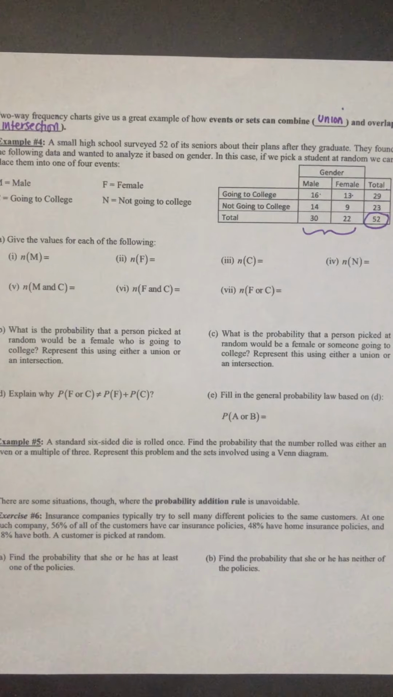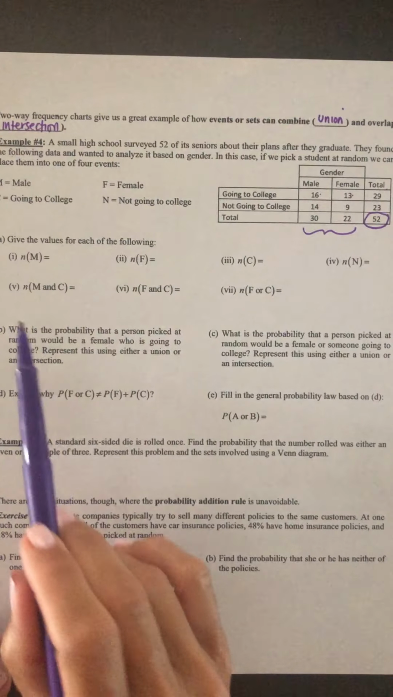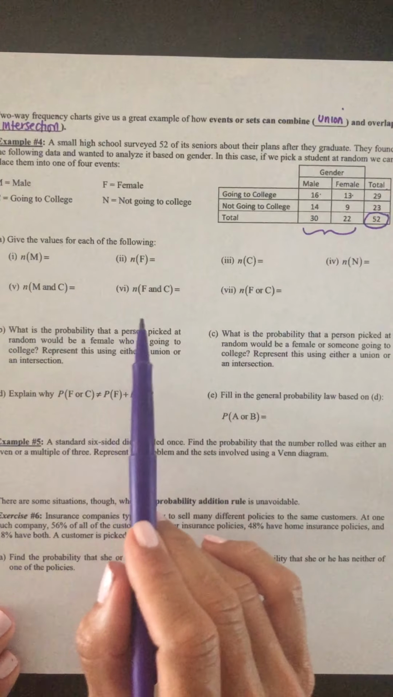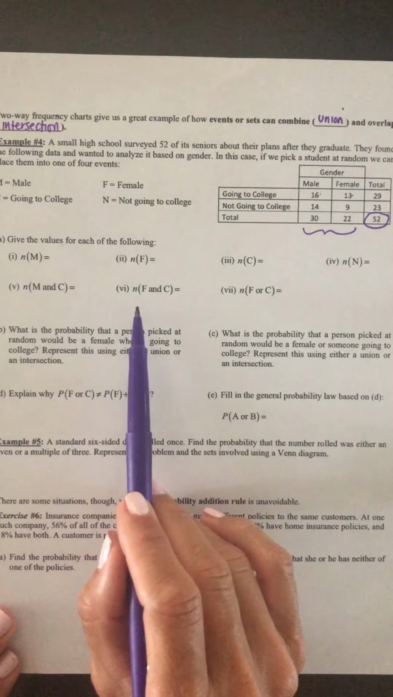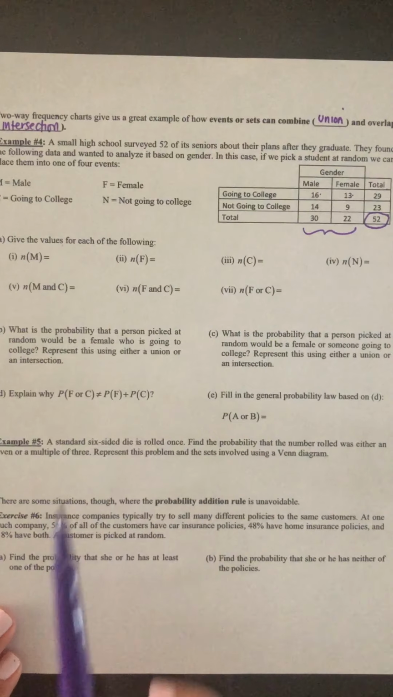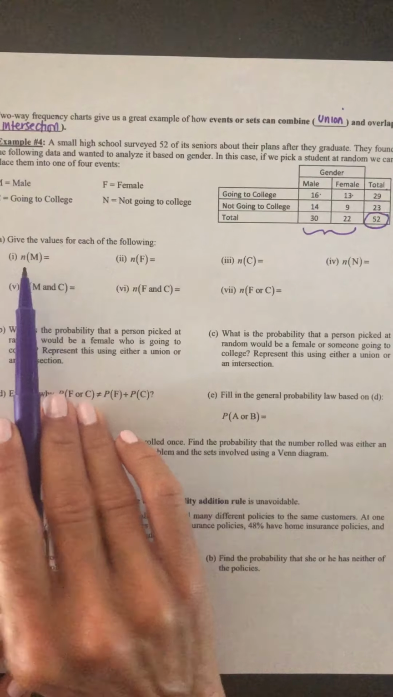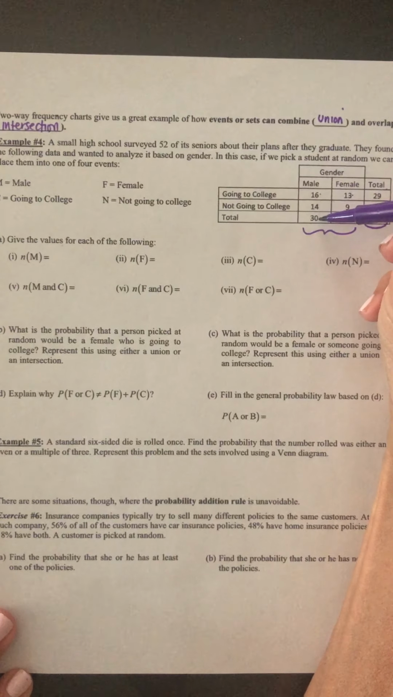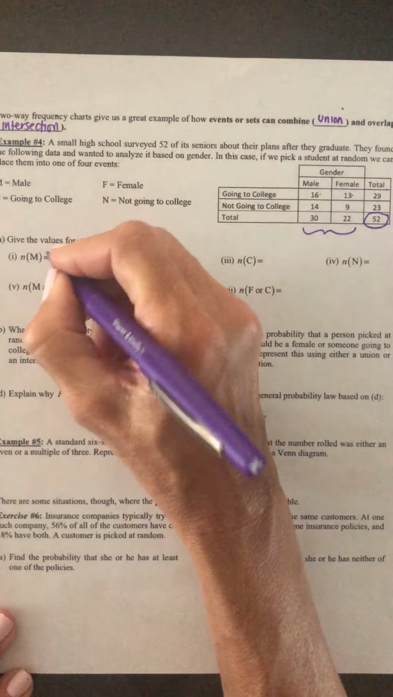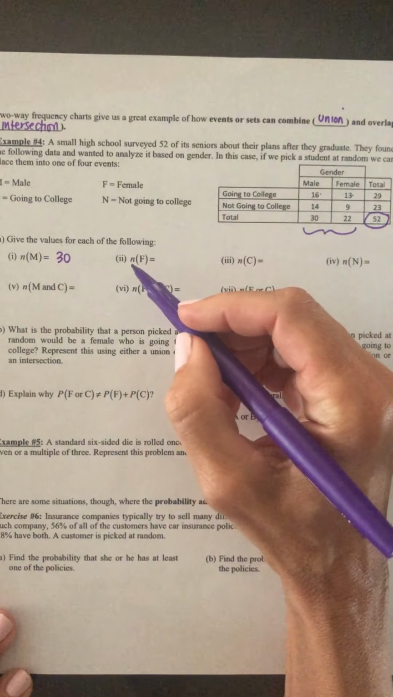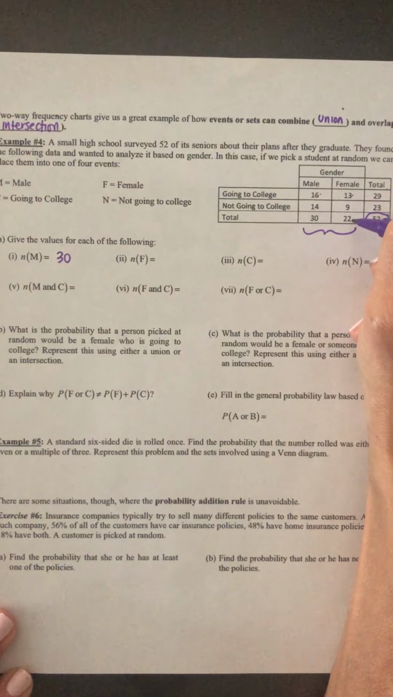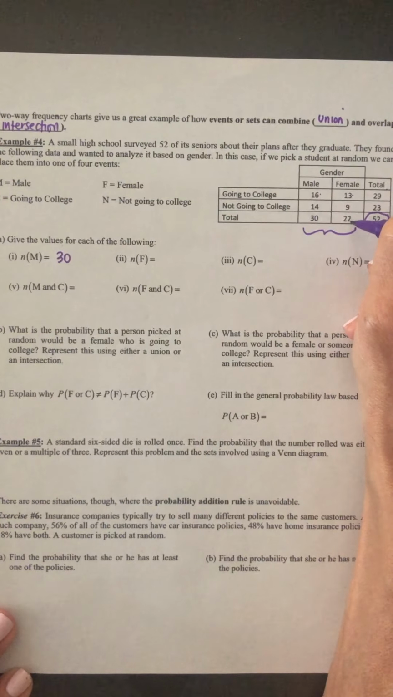We just want to know the number, N, the number of males, females, college, no college, male in college, female or college. All right, so let's talk about this. How many males do we have in our survey? The total number of males is going to be that 30 down here. So the total number of females that we surveyed, look at the female column, 22.